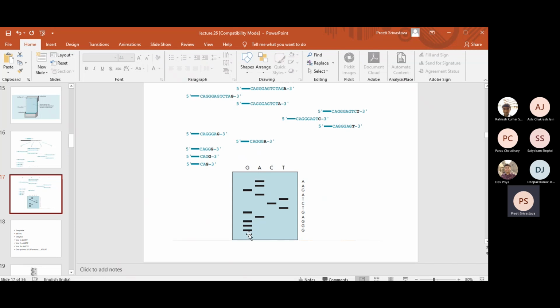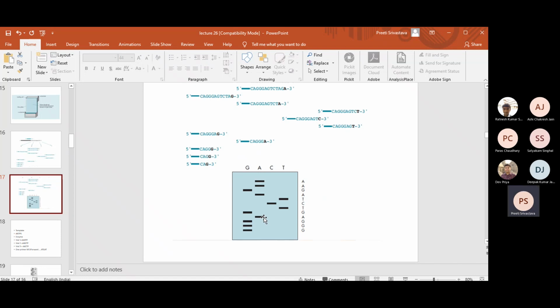So these are not simple G's. What you are seeing is the migration of CAG. In this case, what you are seeing is the migration of CAGG, correct? Here you are seeing the migration of CAGGG. Here you are seeing the migration of CAGGG and A.